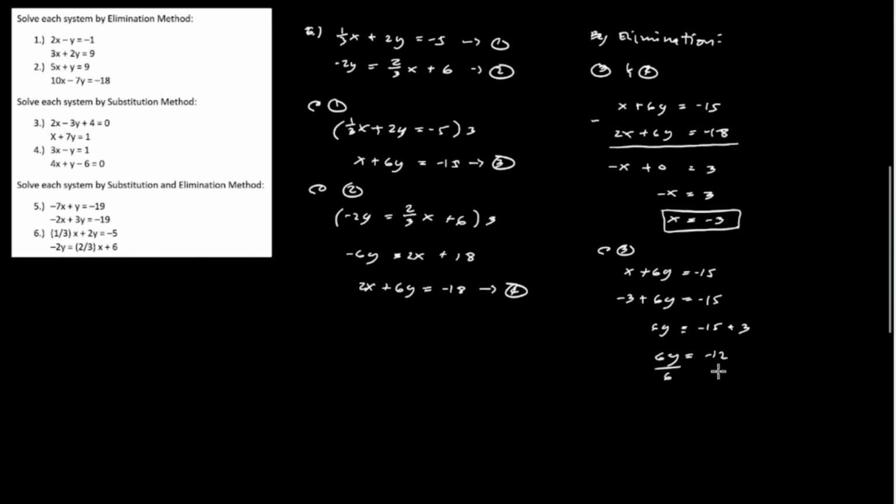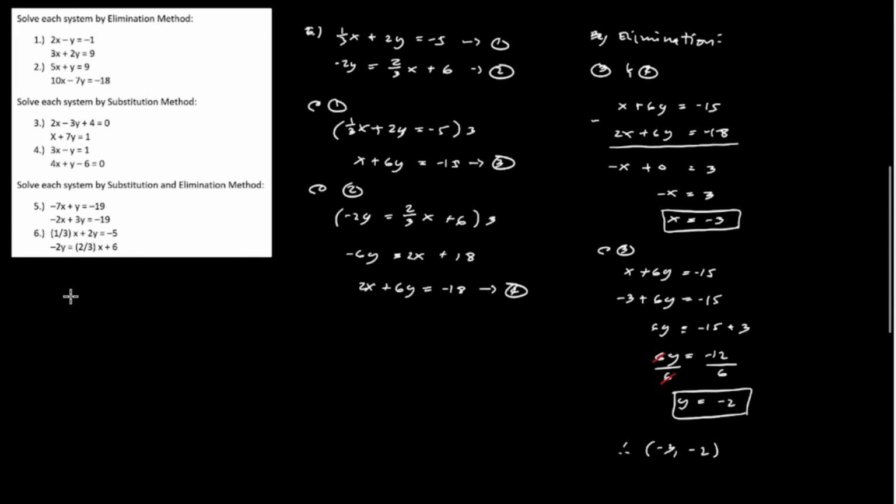And divide everything by 6 to get a coefficient of 1, which is 6 over 6 is 1. And y is equal to negative 12 over 6 is negative 2. So therefore, y is equal to negative 2. And the value for x and y is negative 3 and negative 2. So negative 3 and negative 2. This is based on the elimination method.